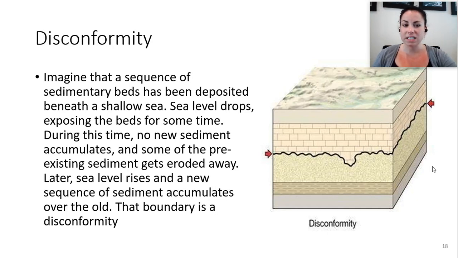Okay, next is a disconformity. So imagine that a sequence of sedimentary beds have been deposited beneath a shallow sea. As the sea level drops, it erodes those beds, and there's no new sediment that accumulates. In fact, erosion is just taking place. And then later on, we see a change in depositional environment, like sea level rises and then deposits things on top.